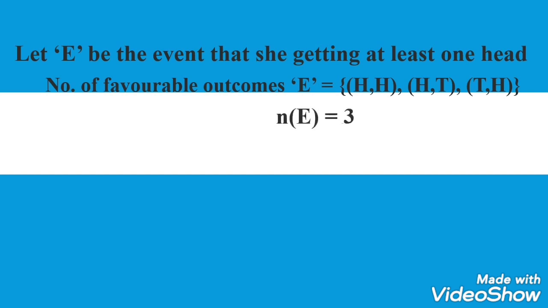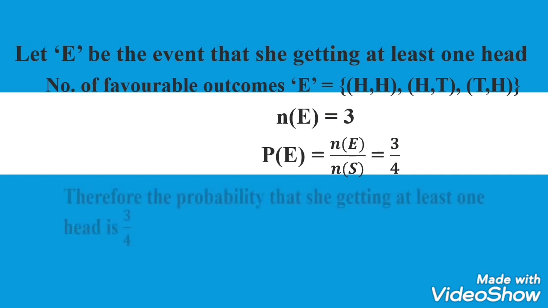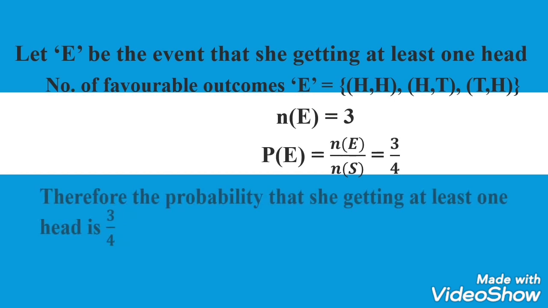So how do you find the probability? Favorable outcomes by the total number of outcomes. So P of E equals n of E divided by n of S, 3 by 4. You see this fraction: 3 is a prime number, 4 is a composite number, but we can't simplify it again. 3 by 4 is the simplest fraction. Therefore, the probability that she gets at least one head is 3 by 4.